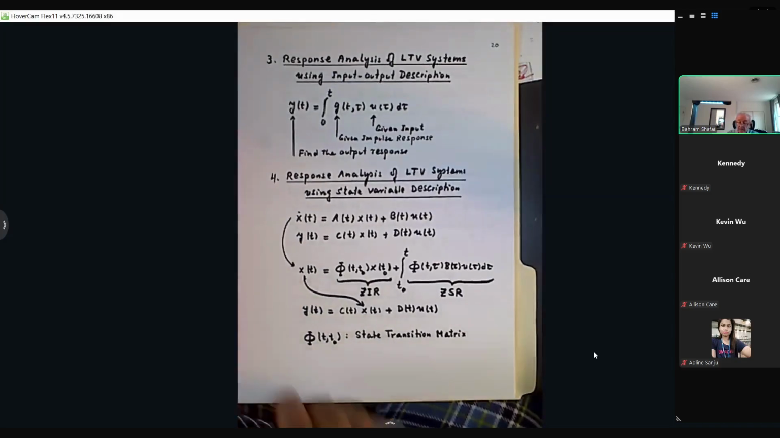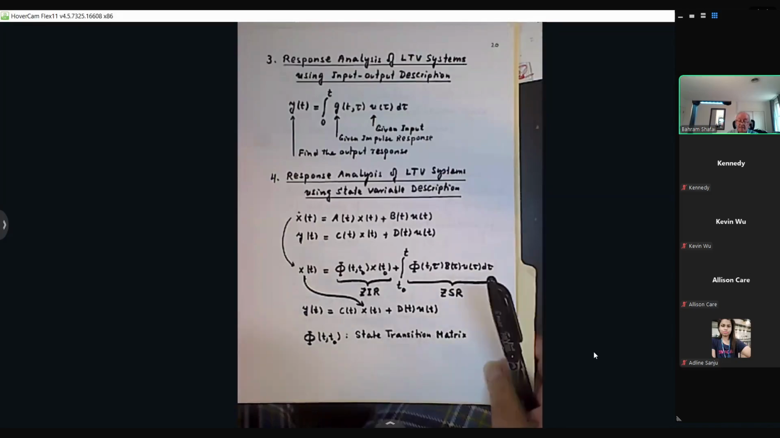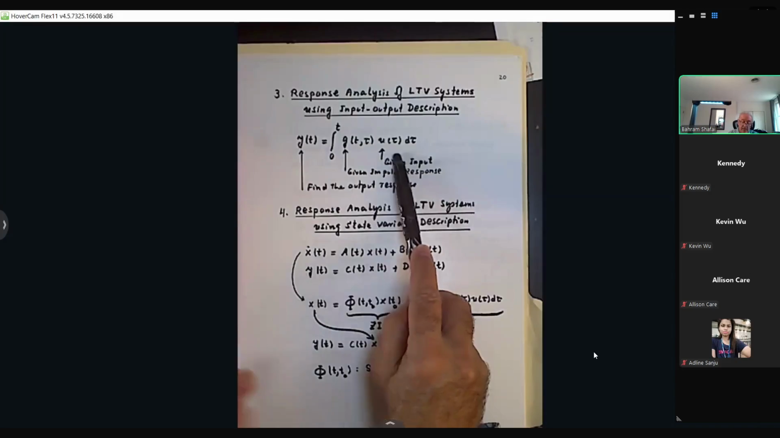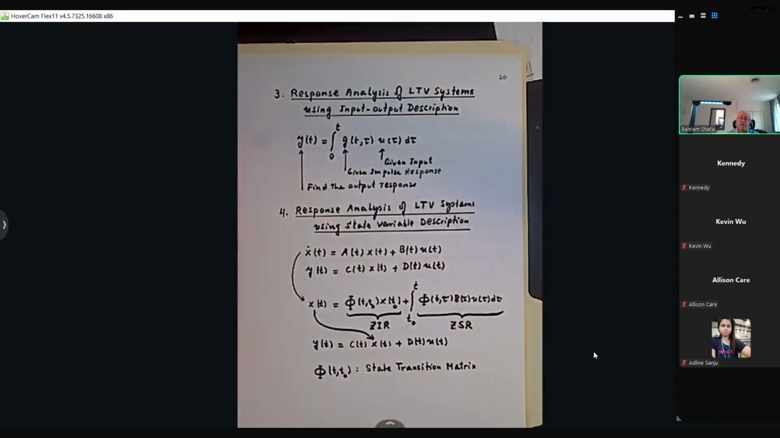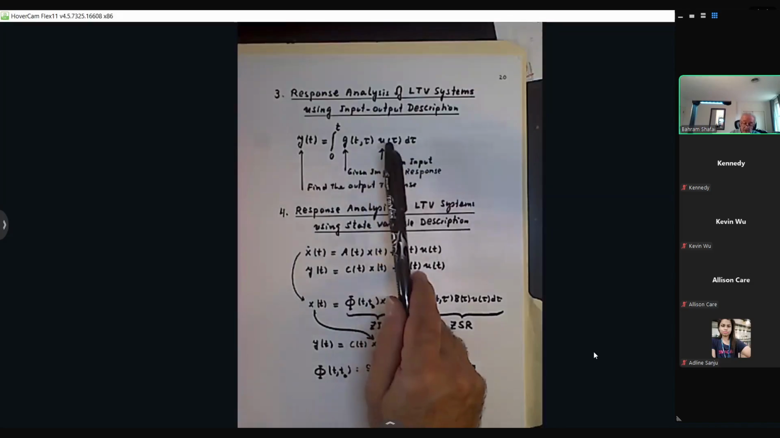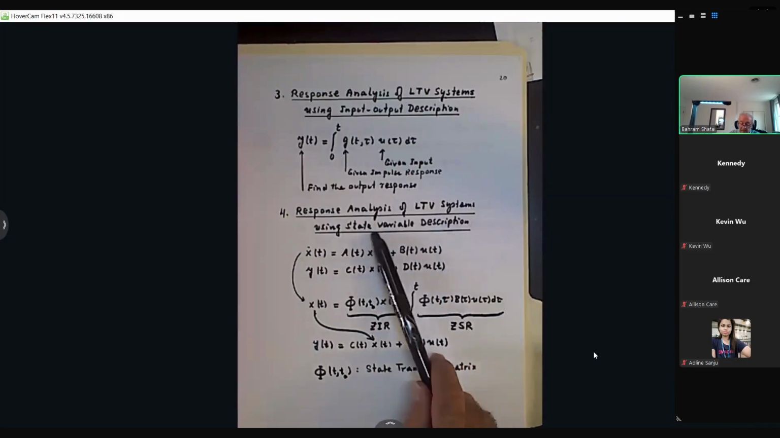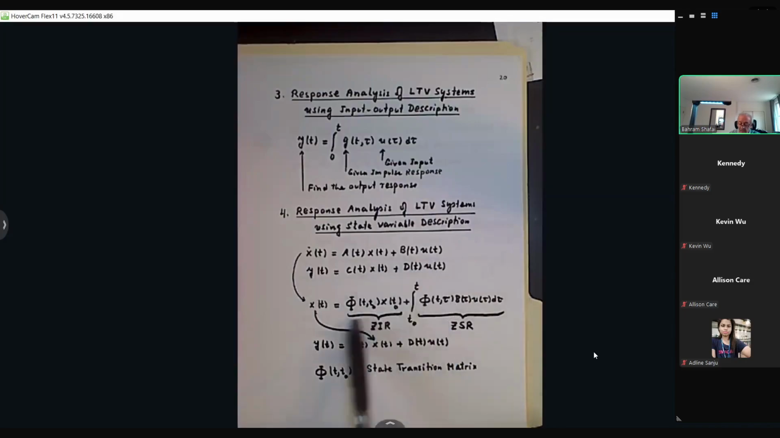Then, the response analysis of linear time varying systems. As I mentioned to you, you can only use this equation. You cannot do any transformation to the Laplace domain because of the time varying system that you're dealing with. So here, when u is given and g is given, you can find y. For a linear time varying system represented by a state equation, you have the same terms, obtained as zero input response and zero state response.